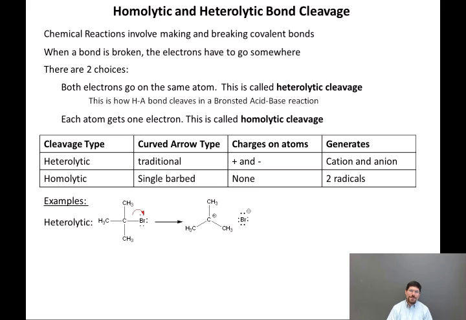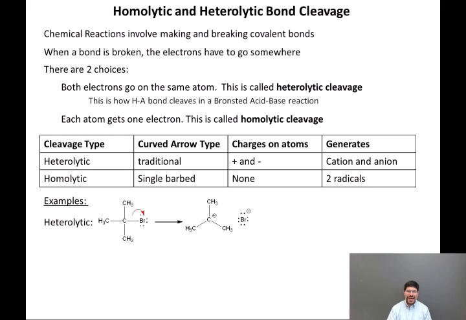Okay, so an example of a heterolytic cleavage that we will be seeing a lot of in organic chemistry is the cleavage of a carbon-bromine bond. And in this case, the electrons from the carbon-bromine bond both go onto Br to form bromide, Br minus, and the carbon is left with a positive charge, forming a carbocation.